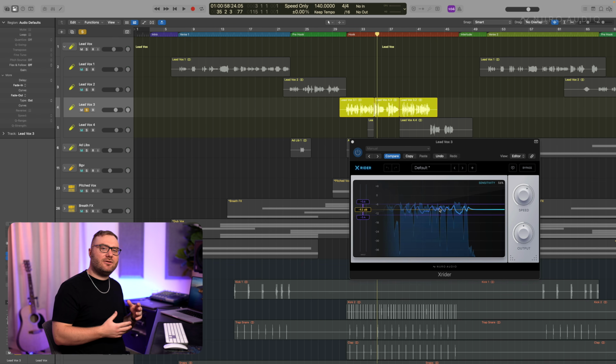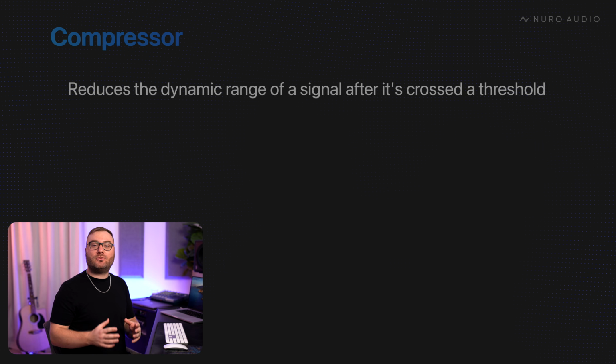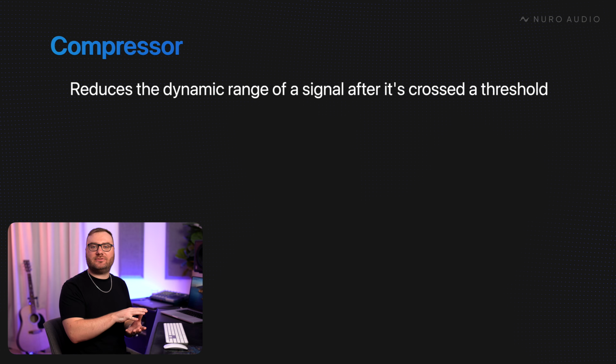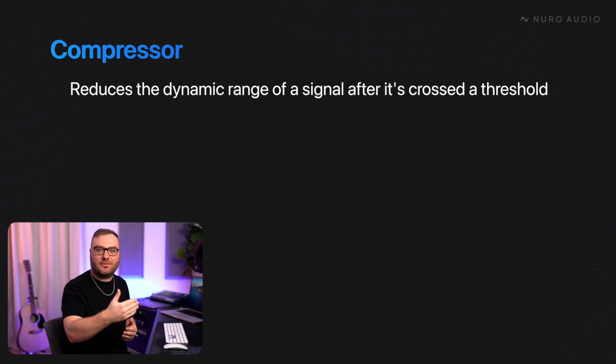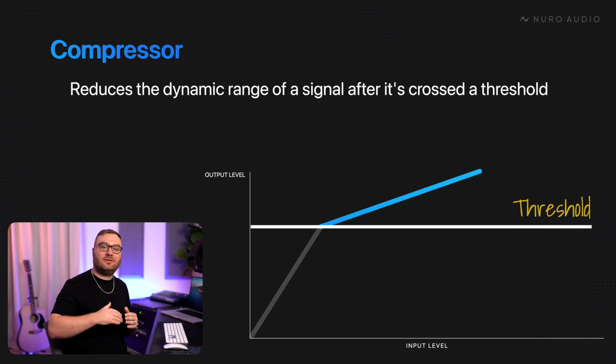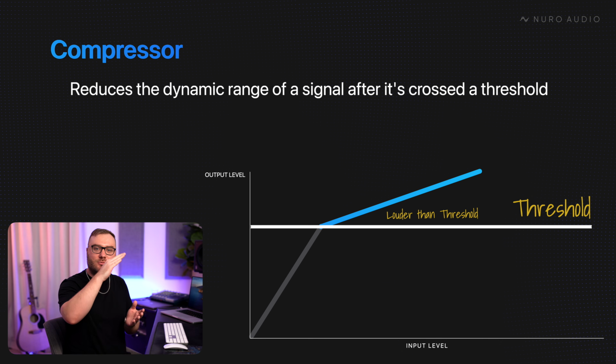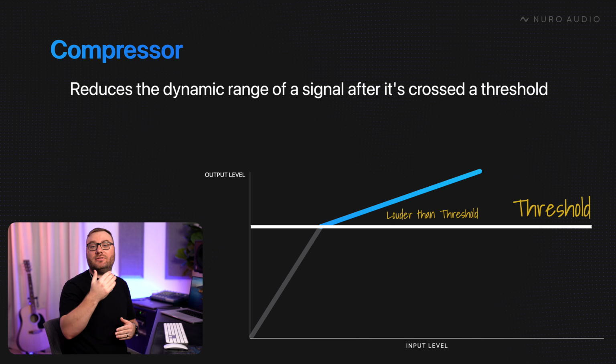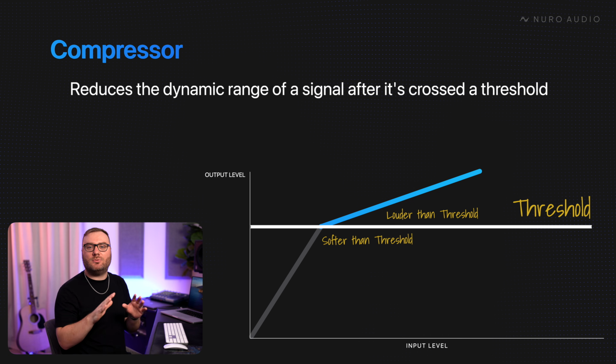So you might be asking yourself, isn't this just a compressor? It's a good question. And in order to answer it, we have to understand how a compressor works. A compressor reduces the dynamic range of a signal after it's crossed a threshold. So in other words, when a signal is louder than a threshold, it will apply dynamic control. But when the signal is softer than the threshold, it won't do anything.